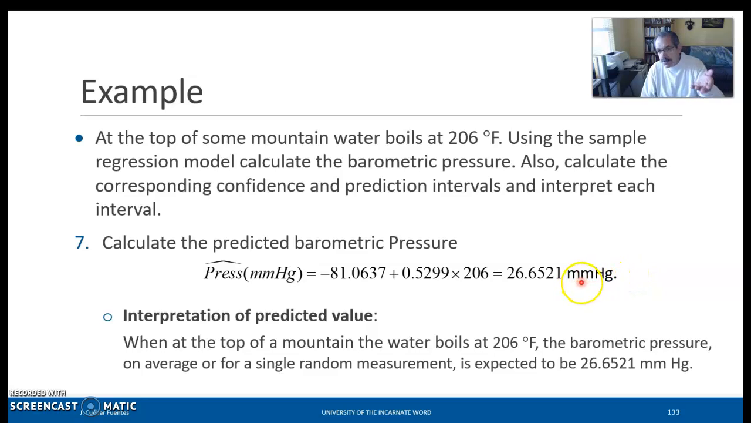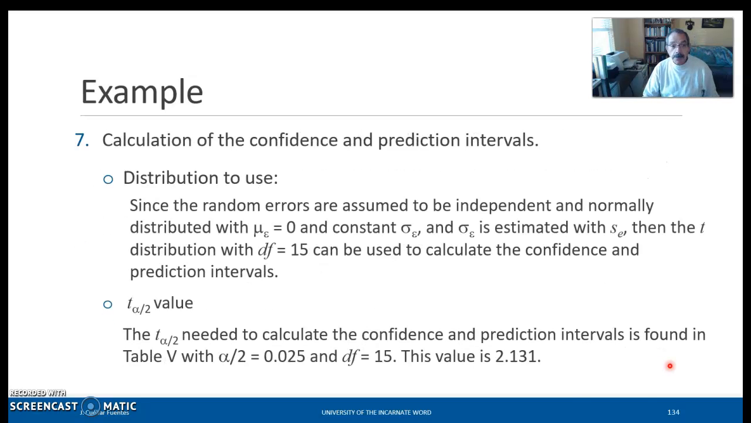So if we were asked to interpret this value, we would say that when at the top of a mountain, if the water boils at 206 degrees Fahrenheit, the barometric pressure on average or for a single random measurement is expected to be 26.6521 millimeters of mercury. All right, with this prediction, now let's calculate the confidence and prediction intervals. But remember, we need to justify the distribution to be used. So again, using the regression assumptions that the random errors are independent and normally distributed, and that the standard deviation of the random errors is replaced with the standard deviation of the residuals, then we'll use the t-distribution with 15 degrees of freedom to construct these confidence intervals.